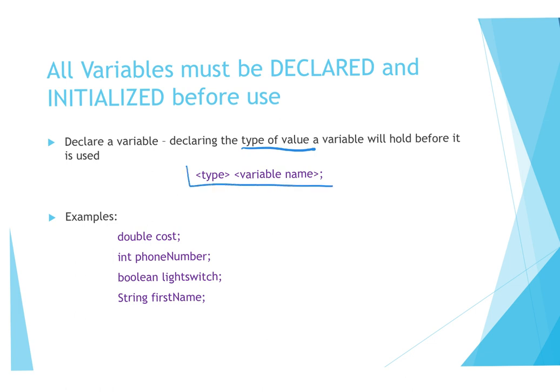So here you have your generic syntax. You're going to have the type followed by its name, and then if you're just going to declare in that statement, you're just going to end with a semicolon. Here we can see we're creating a double variable and we're calling it cost. We're creating an integer variable and we're calling it phone number. A Boolean, calling it light switch, and a string, calling it first name. So here we have four different variable declarations. Note that the type comes first, followed by the variable name second.